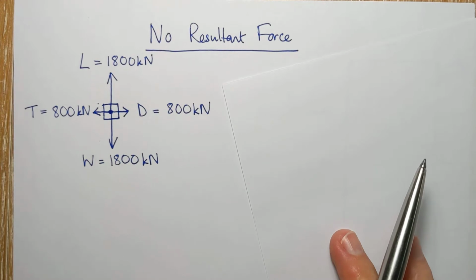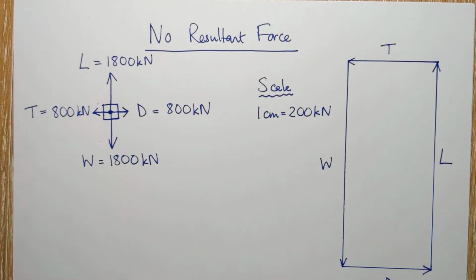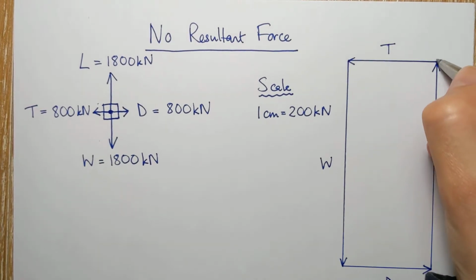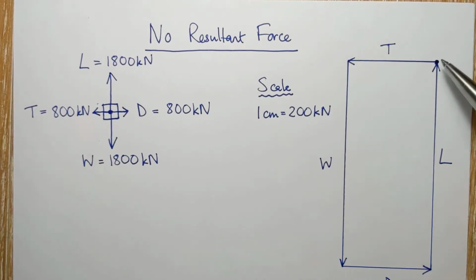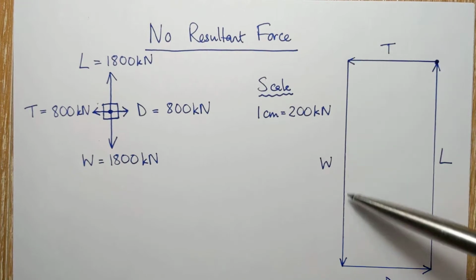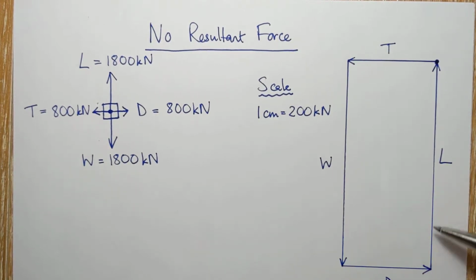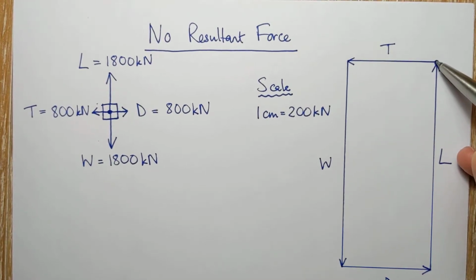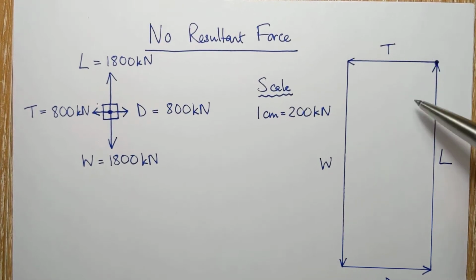And so I've drawn a scale diagram just to make it really obvious, 1 centimetre to 200 kilonewtons, and I'm starting here. So I've drawn the thrust, plus the weight, plus the drag, plus the lift, and what's the answer? Well, this is where I started. How far is it from where I started to where I finished? 0. So when you add these 4 forces up, you get 0.